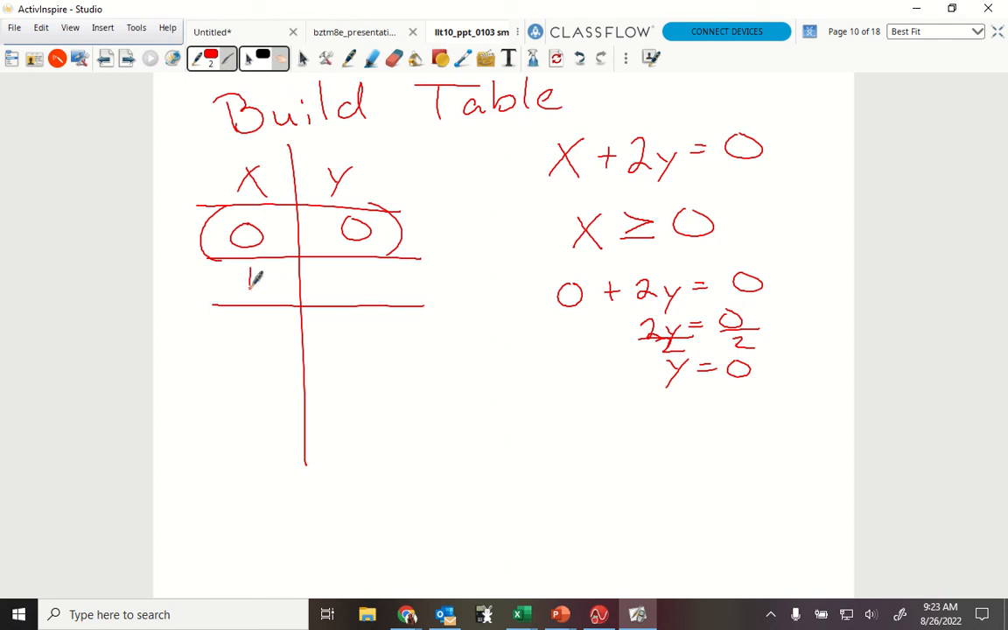Plug it in. So it's going to be 1 plus 2y equals 0. Subtract 1 from both sides. I get 2y equals negative 1, so y is negative 1 half. Now, I'm going to tell you right now, you don't want to use that. Because isn't that your x and your y? Yeah, but negative 1 half is complicated. Okay, that's my x and my y.